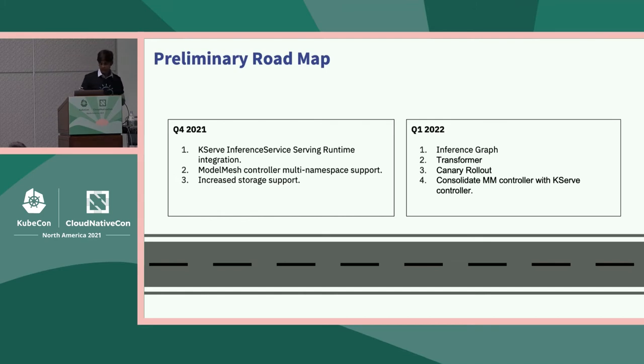Looking at some of the roadmap, some of the items which we are currently focusing on, obviously we want to improve the storage support. We are working on enabling multi-namespace support for Model Mesh. But in Q1 of next year is when we want to get all the capabilities which are available for single models in KServe, if you are using them, available with Model Mesh as well, which includes candidate rollouts, transformers, and then bring more advanced capabilities like transformers, which allow you to chain multiple models together, so that the output of one model can be fed as an input to another model, and you can create a chain of these models together. So all these capabilities we are targeting for Q1 of 2022.